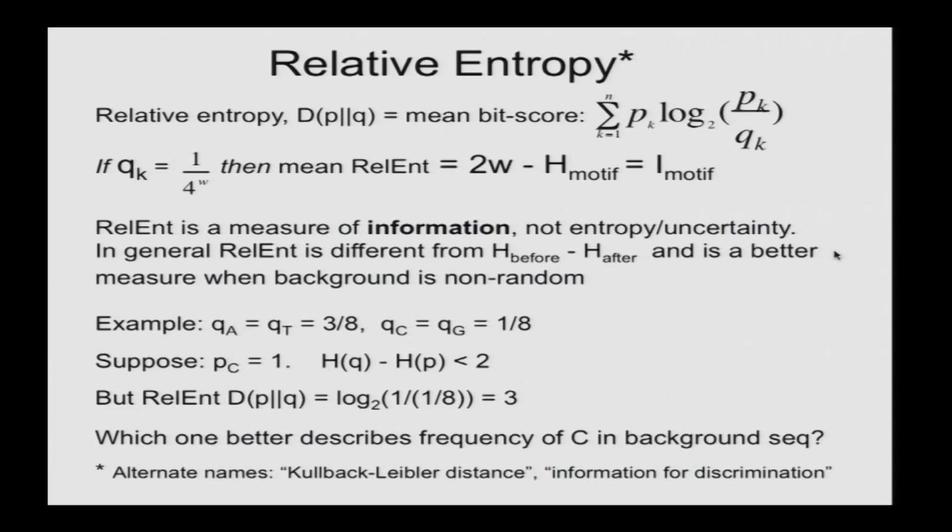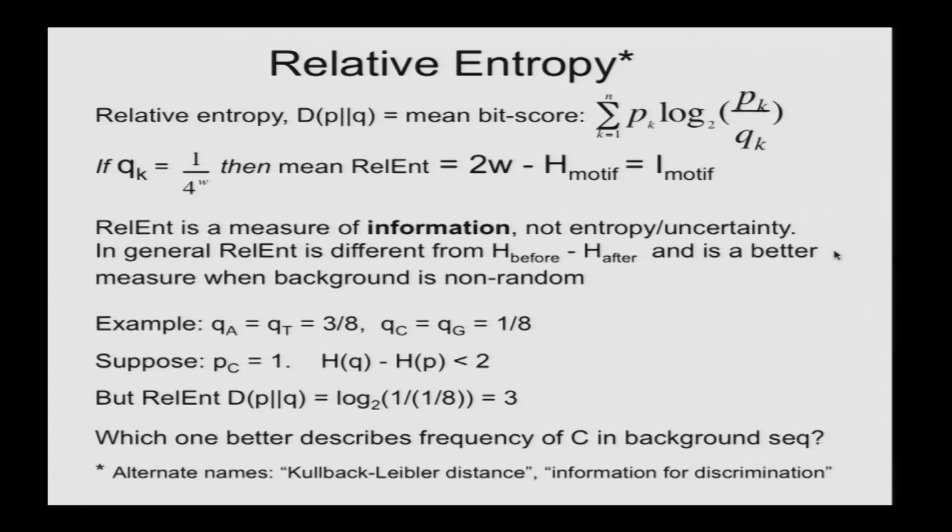So like I said, the mean bit score equals the information content in this special case where the background is uniform. But if the background is not uniform, then you can still calculate this mean bit score, and it'll still be meaningful, but now it's called something else. It's called relative entropy. Actually, it has several names: relative entropy, Kullback-Leibler distance, and information for discrimination, depending whether you're reading the double E literature or statistics or whatever.